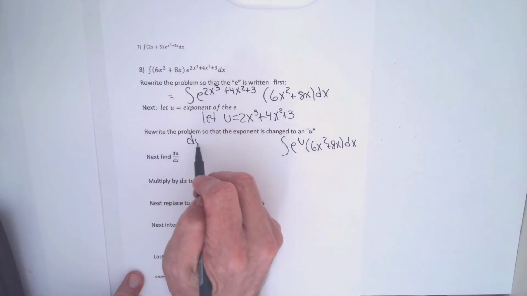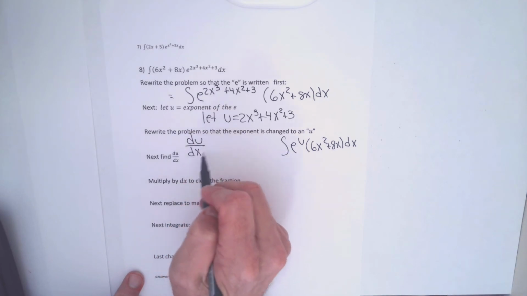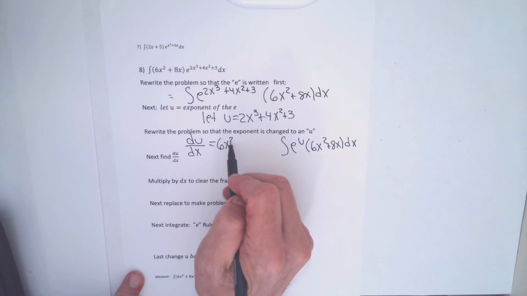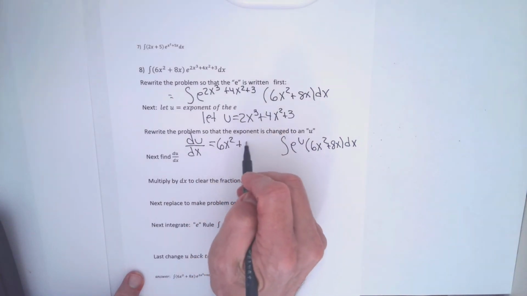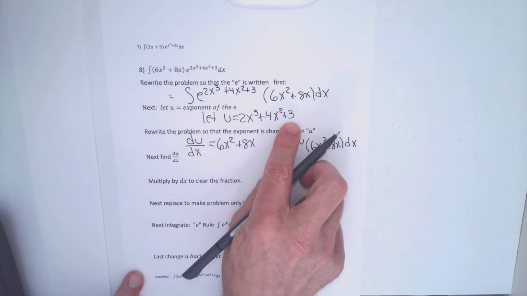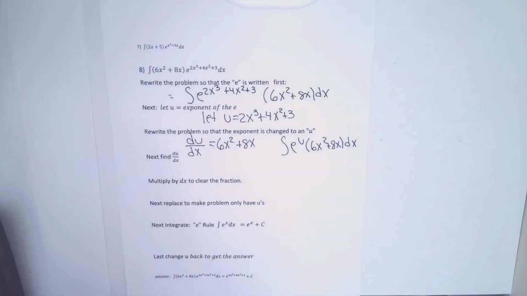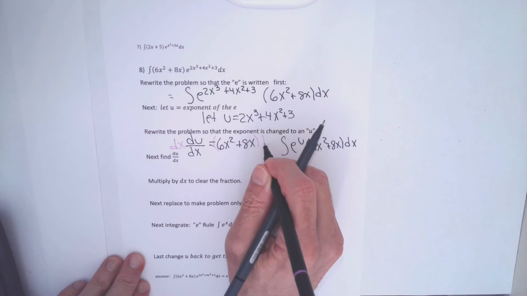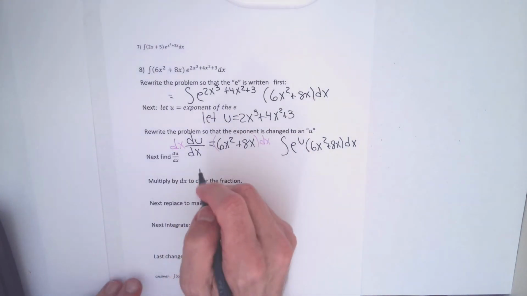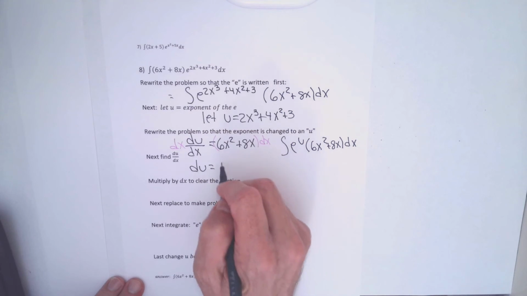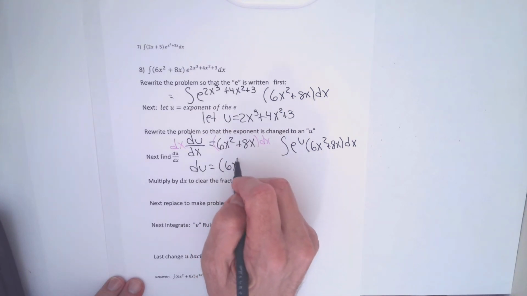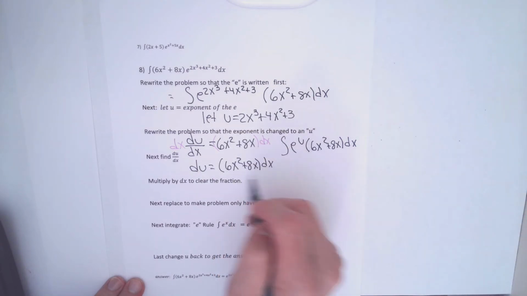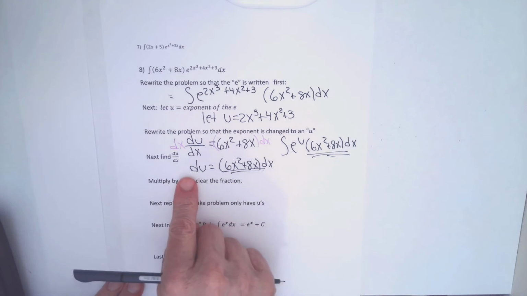I'm going to do the derivative of this. du dx equals the derivative of 2x cubed is 6x squared. The derivative of 4x squared is 8x. The derivative of 3 is 0. It's basically an exact match. I'm not going to have to multiply by anything but the dx. Put parentheses on the right side when I multiply by that dx. This gives me du equals 6x squared plus 8x dx. So now this is going to change to that du.